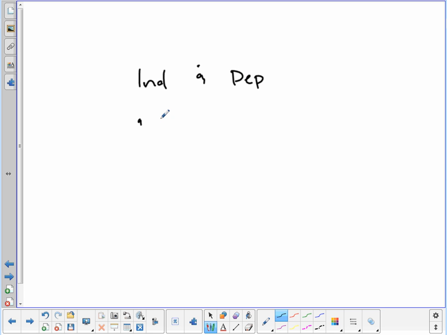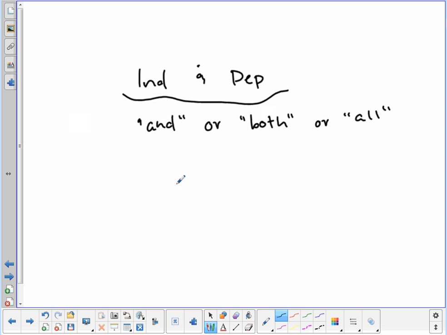These were what we call "and" probabilities, or "both" probabilities, or "all." All those words tell you that you're looking at independent and dependent events, and they all mean multiply your probabilities. You're multiplying your probabilities in this one. So that's on your independent events notes.